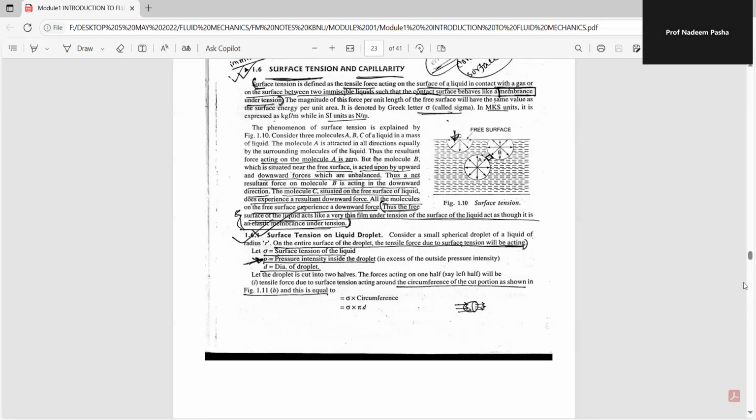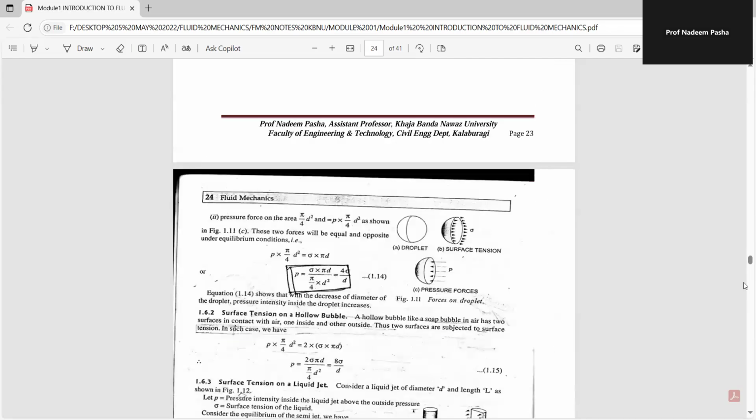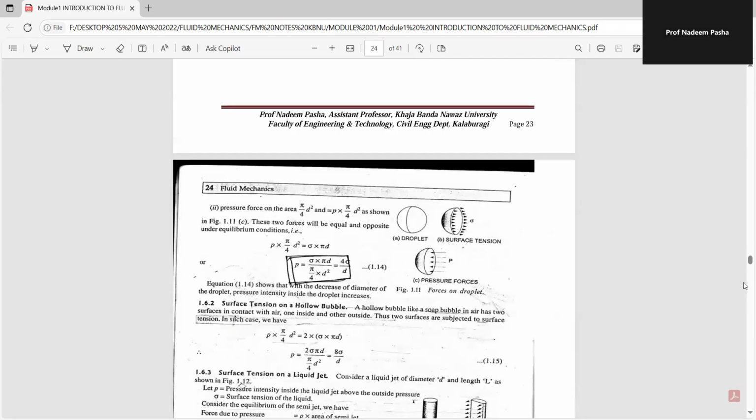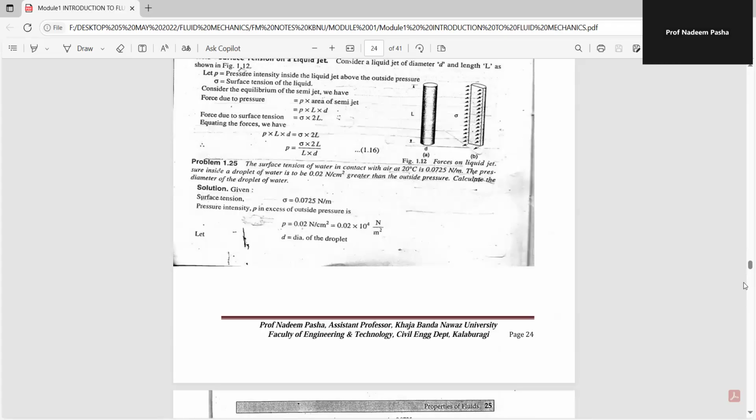Now there are three cases of surface tension. Surface tension of liquid jet, which is calculated using the formula P is equal to 4 sigma by D, or sigma is equal to PD by 4. Similarly, surface tension of hollow bubble is given by P equal to 8 sigma by D, or sigma is equal to PD by 8. And surface tension of liquid droplet is given by sigma is equal to PD by 2. Is it PD by 4, PD by 8, PD by 2? Numerical problems also we solved.